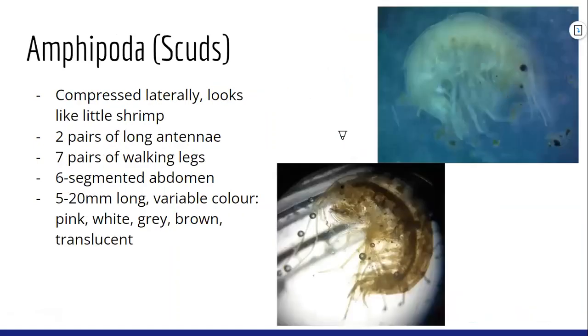Next, we have our Amphipoda or scuds. So these are compressed the opposite way as our isopods or Isopoda. They're compressed laterally from the sides, and they essentially just look like little shrimps. They have 2 pairs of long antennae, and they have 7 pairs of walking legs. They have 6 segments on their abdomen, and they're 5 to 20 millimeters long. They're variable in color as well, so they can be pink or white or gray, brown. Sometimes they're also translucent, so you can sort of see through this individual under the microscope.